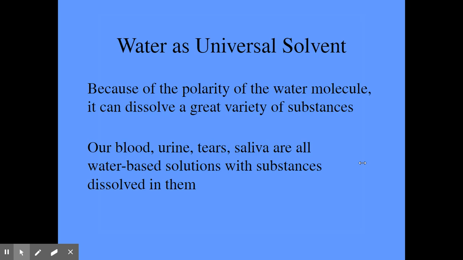And life is possible on our planet because water is typically the solvent that creates all of the solutions that we need as human beings. Blood, and not just us, but animals, even plants have sugar sap, right? That is dissolved in water.